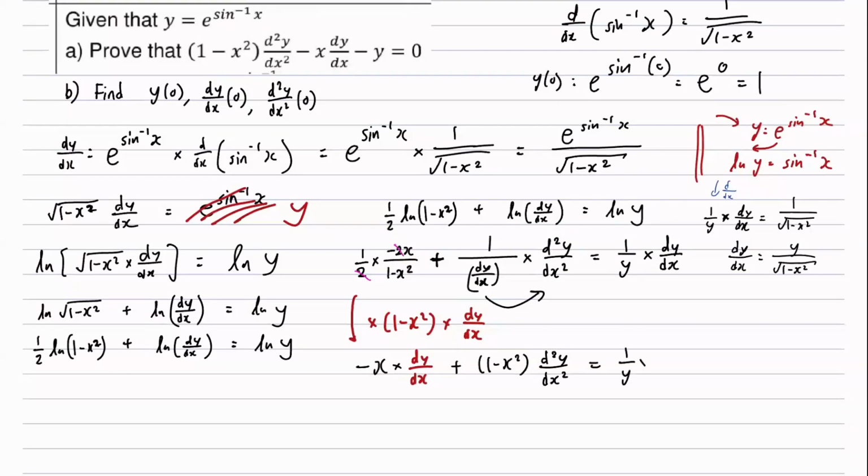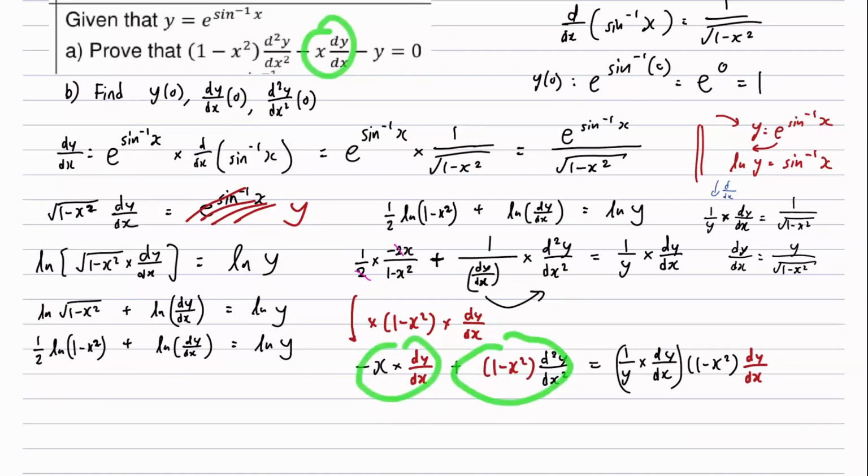Then the next one, 1 over y times dy by dx. No choice, copy first, but you multiply it by 1 minus x squared times dy dx. Let's copy and paste this. Let's make it look nice, I'll also use red color here. So you start to see the pattern already. Minus x dy dx, plus 1 minus x squared dy dx squared. But here you need minus y equals 0. Here you don't have a 0.